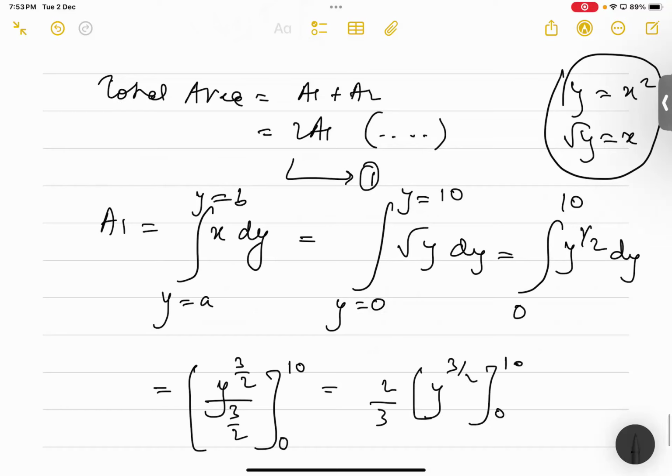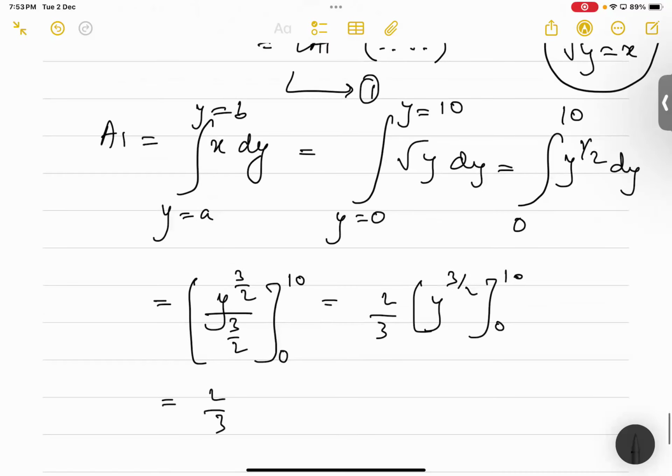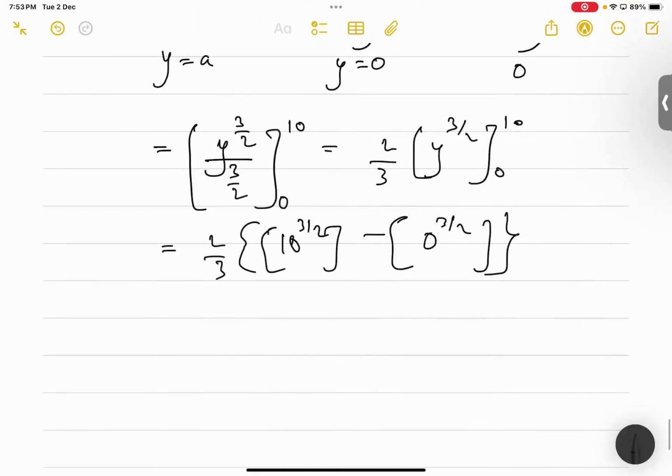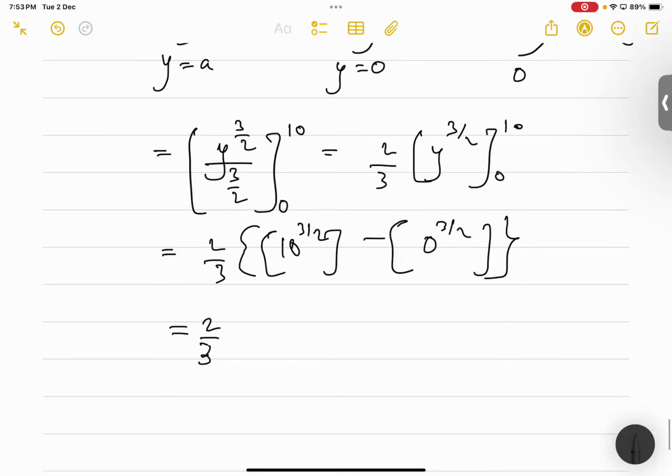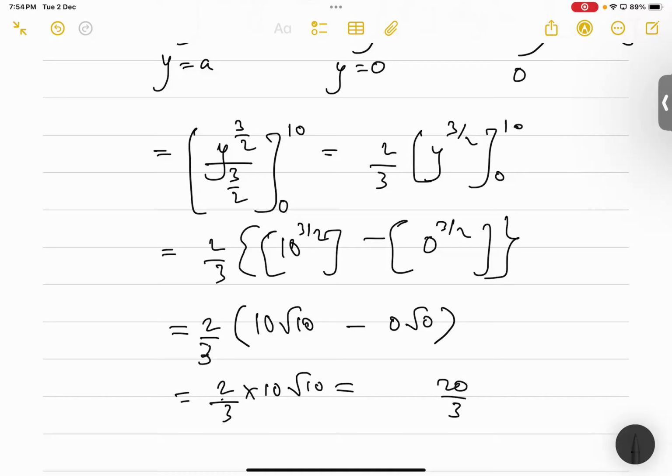I hope you're understanding the calculations. 2 by 3 times the bracket, upper limit minus lower limit: 10 raised to 3 by 2, minus 0 raised to 3 by 2. 10 raised to 3 by 2 is 10 root 10, and 0 root 0. Correct? 2 by 3 into 10 root 10. Is this correct? 20 by 3 root 10. Correct? This is A1.